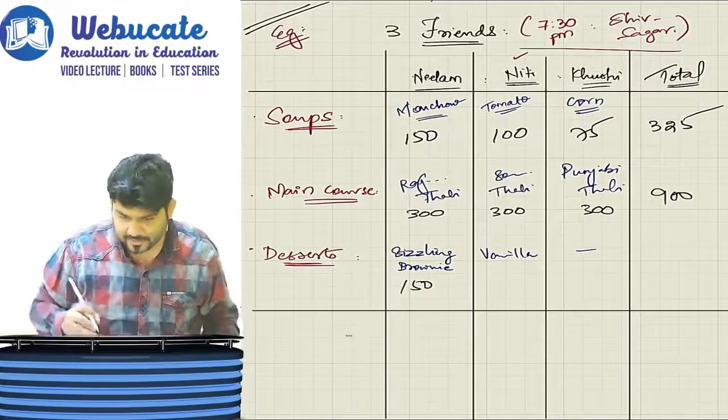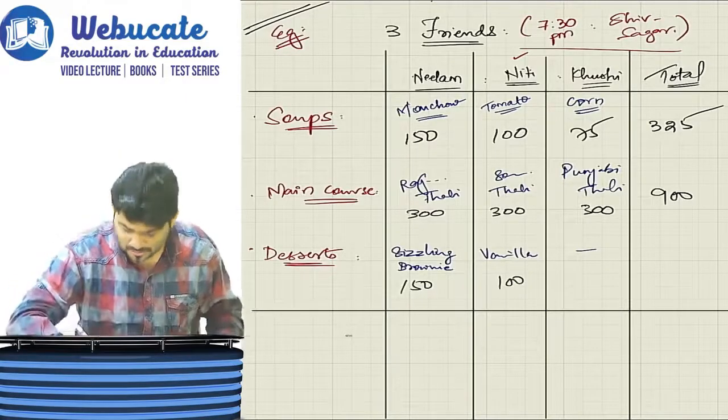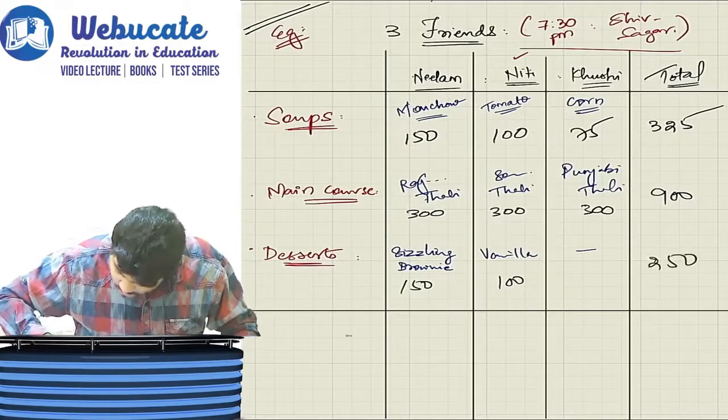Then for desserts, again, sizzling brownie is a little costly. It will be around 150. Vanilla would not be that costly. It will be around 100 or so. And Rajshri hadn't eaten anything, so this will be around 250.